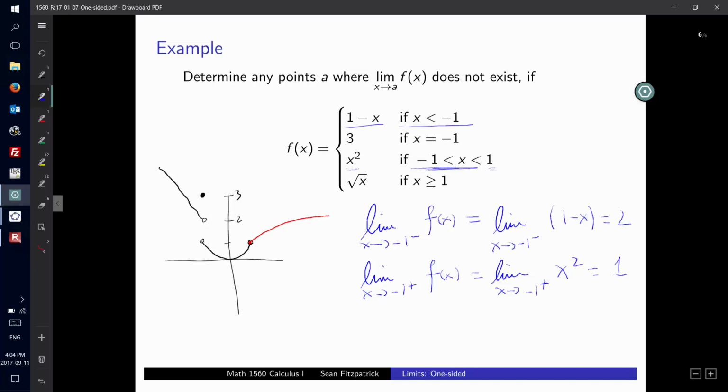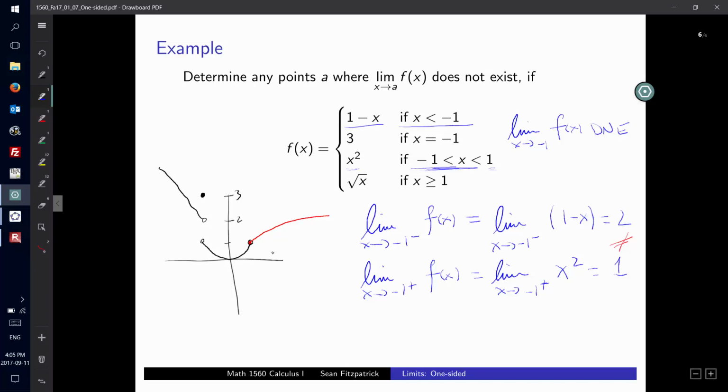And of course, those two limits are not the same, right? These are not equal. And so I can tell you that the limit does not exist as x approaches minus 1. So we could put that up here. We could say the limit as x approaches minus 1 of f of x does not exist. On the other hand, we could do the same analysis at 1.